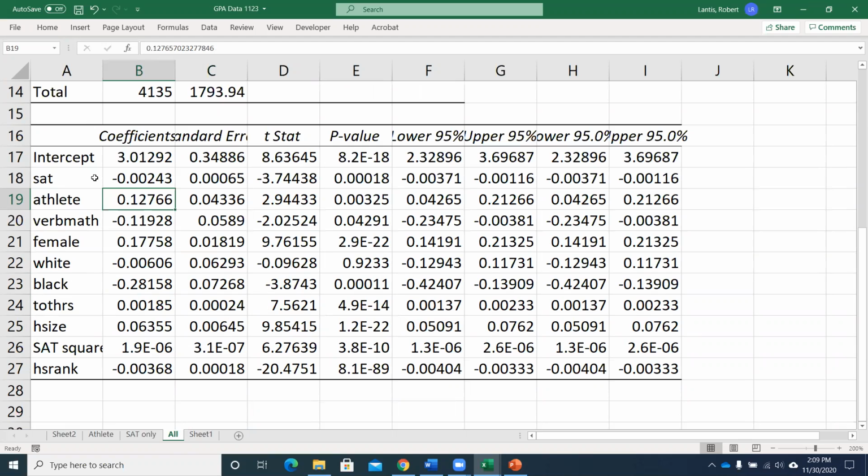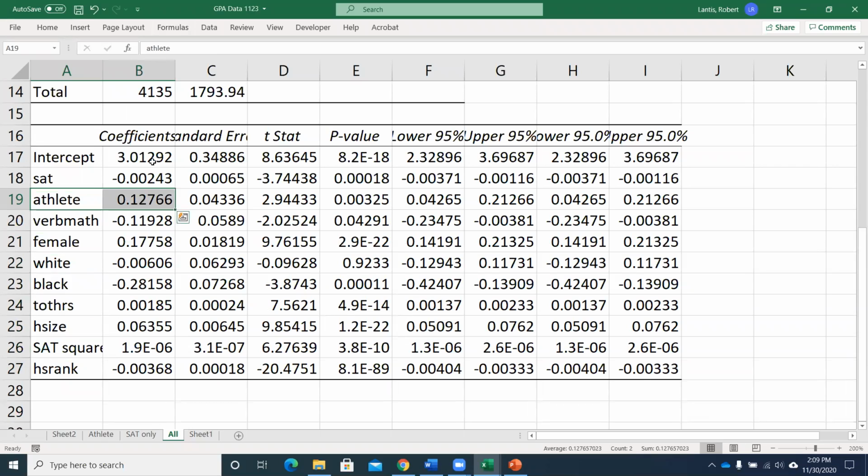Now the interpretation is: take two hypothetical people who have the same SAT score. They have the same score on the verbal and math tests they took. They're both female or they're both male. They're the same race. Same number of total credit hours. They both went to a high school of the same size. They ranked the same place in their high school. I won't mention too much here, but I just squared the SAT score variable; it's just some additional information we had. So all those things are identical, but one of them is a student athlete and one of them is not. The change in the predicted GPA would be about 0.13.